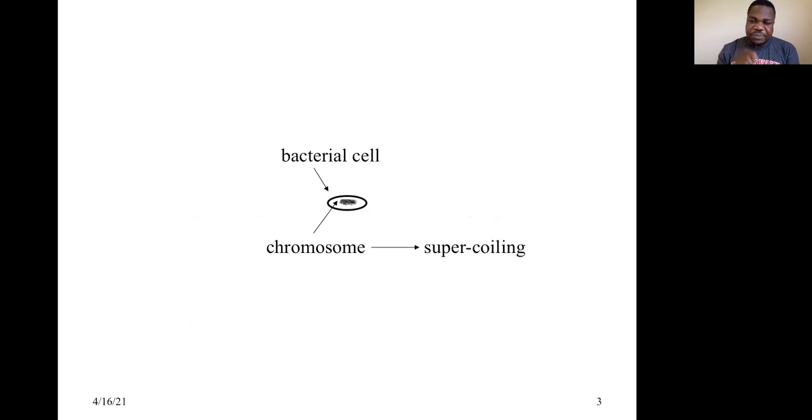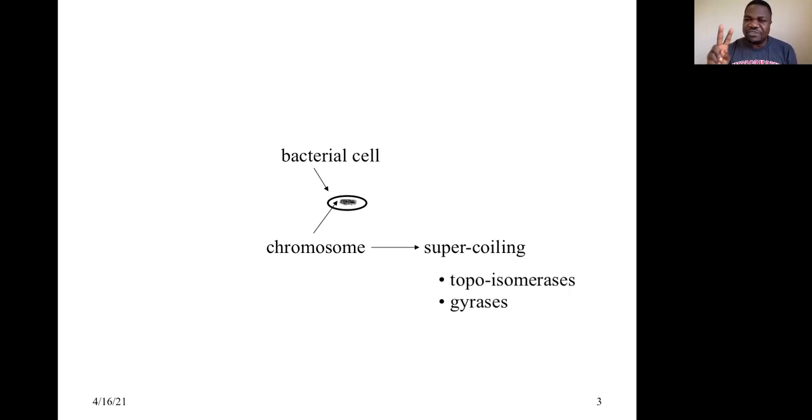But what is very important to understand first is that the size of that chromosome, that large DNA molecule, is bigger than the size of a bacterial cell. But how can you have a bigger thing, a chromosome, able to fit inside a small cell? This is done by a mechanism called supercoiling of the DNA. It's because of the supercoiling that we have that large DNA able to fit into a small bacterial cell.